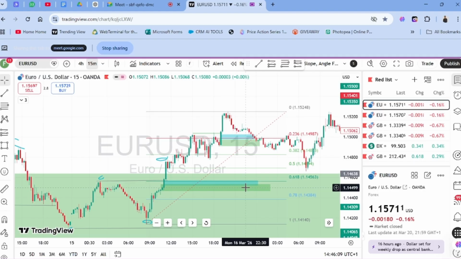So we'll wait for this second demand and the first demand level that we marked. You wait for this level. So when we are looking to buy, it should be below 50%. But when we are looking to sell, it should be above 50%. Beautiful. You want to sell high and you want to buy low.